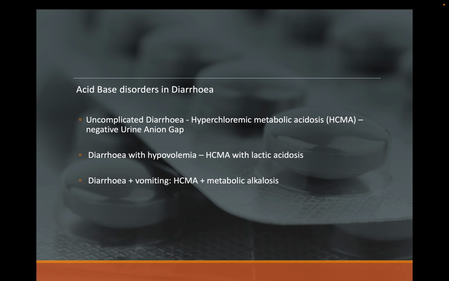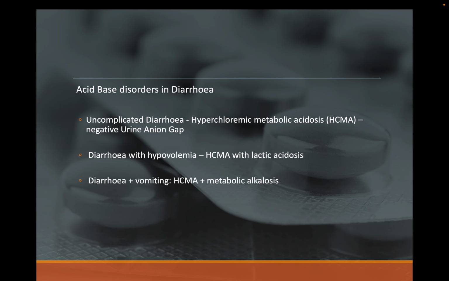In acid-base uncomplicated diarrhea, we generally have hyperchloremic metabolic acidosis, I mentioned NAGMA, with a negative urine anion gap. Generally positive is seen in distal RTA. In diarrhea with hypovolemia, because of decreased perfusion, lactic acidosis can be a cause in addition to the hyperchloremic metabolic acidosis.